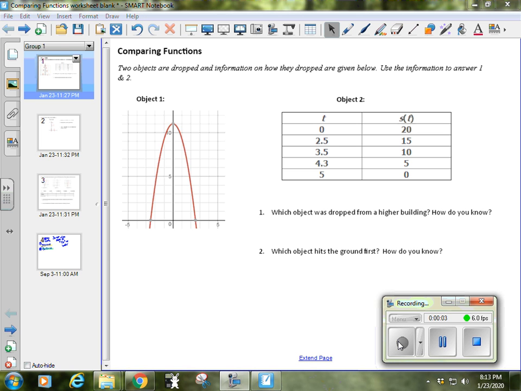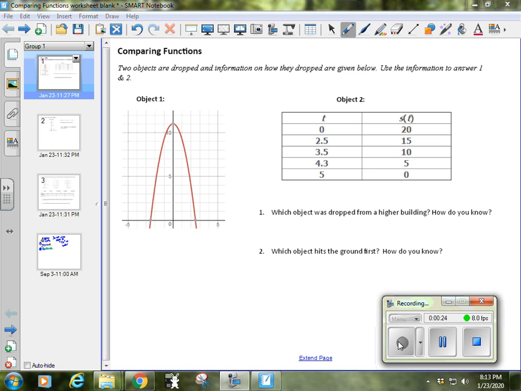Hello again. Now we're going to go over the comparing functions worksheet. I'm not going to do it all, but I just want to guide you on what you're looking at to finish this. So when we are comparing functions here, we have a quadratic as object 1 in a graph, and then we have a table for object 2.